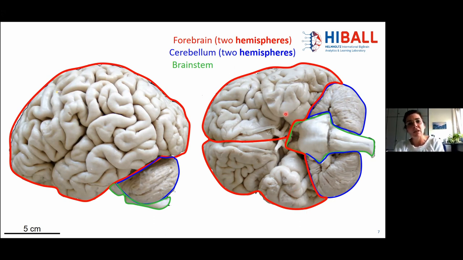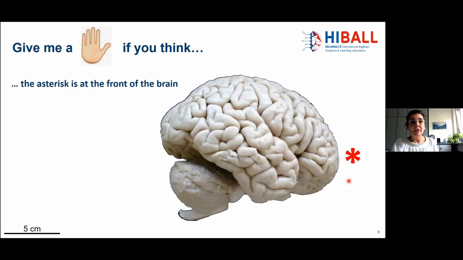And what you can see here is that there are certain structures in the brain that are paired structures. So we have two hemispheres in the forebrain, and two hemispheres in the cerebellum. This means, for example, that although anatomists talk about the hippocampus as a brain structure that plays a really important role in learning and memory functions, the brain doesn't have one hippocampus, it has two hippocampi, one in each hemisphere.